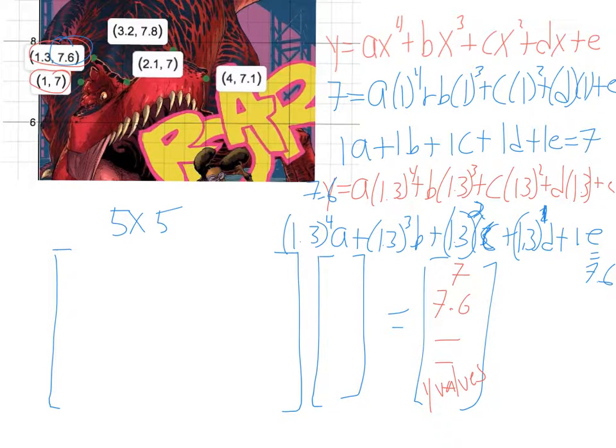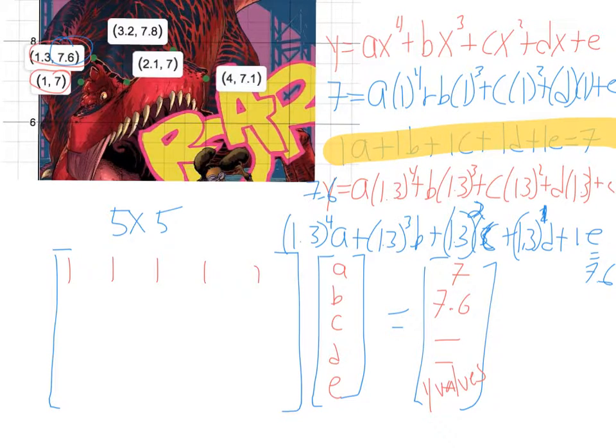Your coefficient matrix is going to be built next, but let's throw those variables in there: a, b, c, d, e. Your first row for your coefficient matrix is going to be based on your first equation. In my case, that was looking at that equation where I plugged in 1 and had 7 at the end. So if we put this in, it's going to be 1 for the A, 1 for the B, 1 for the C, 1 for the D, 1 for the E. That lines up in my first row with the 7 in my matrix for the Y values.